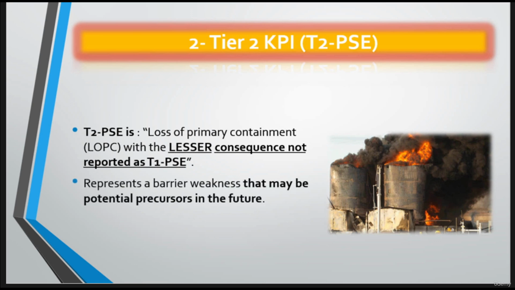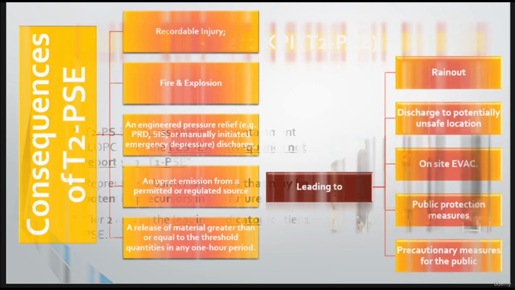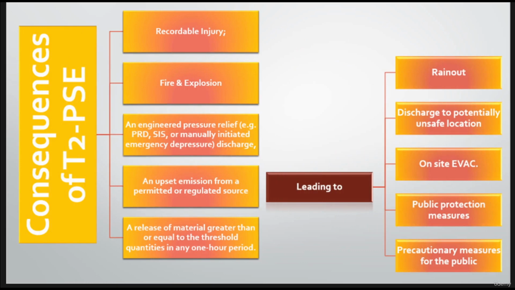Okay, and of course, it represents a barrier weakness that may be the potential precursor in the future, which means that it may lead to a Tier 1 process safety event in the future. So, Tier 2 KPI acts as the leading indicator for Tier 1 PSE. Okay, so what about the consequences? Basically, they will be lesser consequences than Tier 1 process safety event.